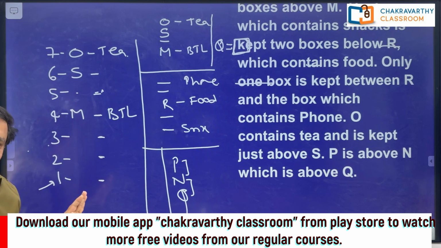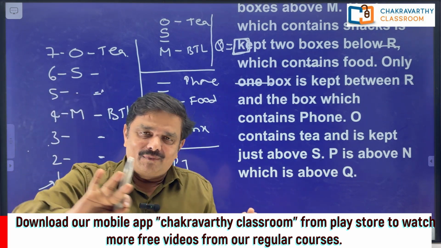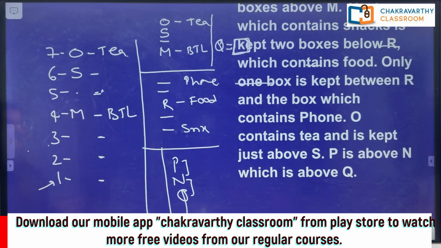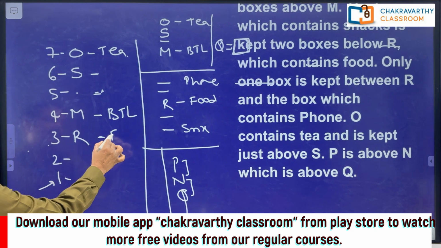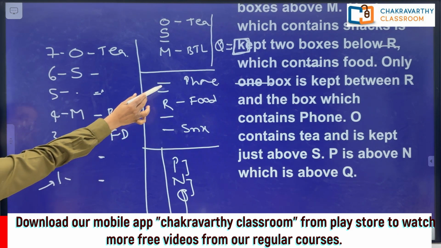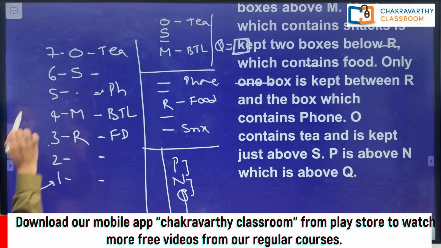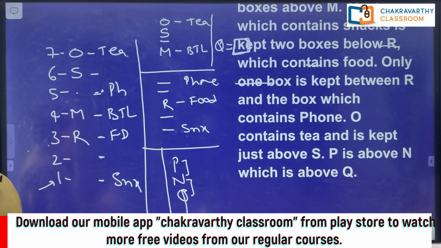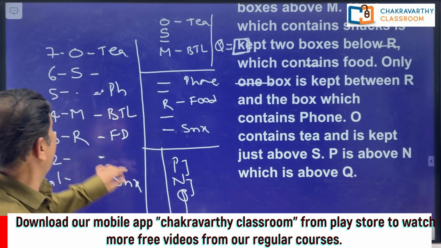All the way you just observe this one. Every time, always we are going by the elimination process. Now, only one place for R is this one. I cannot go below that one, isn't it? Now, if it is R, the content is food. Done. And above R, leaving 1 box, it should be phone. And below R, leaving 1, it should be snacks. Isn't it easier for you students? Now you see how many are over?